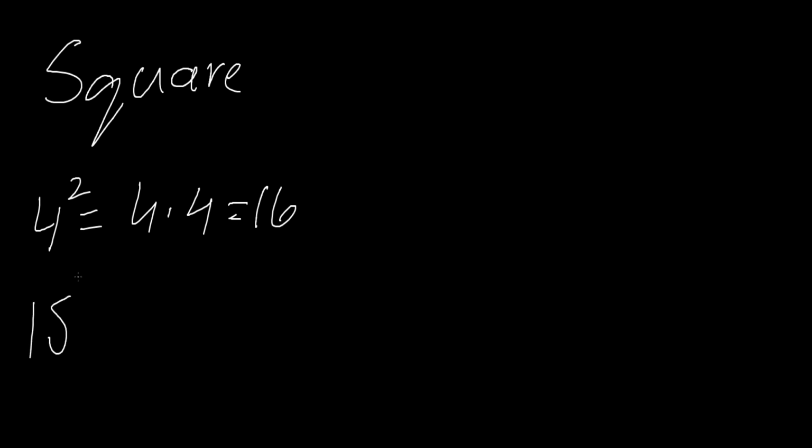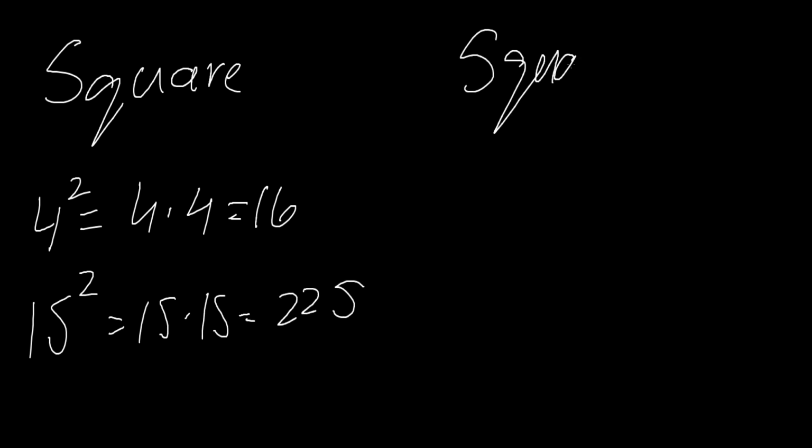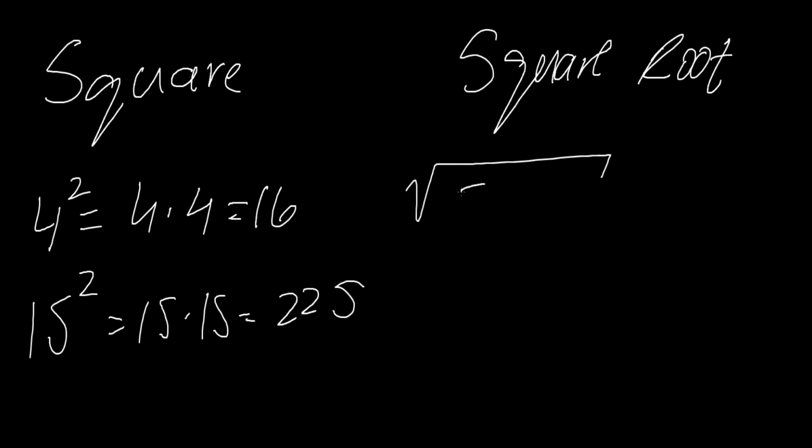We have squaring a number, which is multiplying a number by itself. So 4 squared would be 4 times 4, which is 16. Or let's say 15 squared, which is 15 times 15, which would be 225. If we're trying to take the square root of a number, let's say 25, what two numbers that are the same multiplied by itself equals 25? Well, we know that's 5.